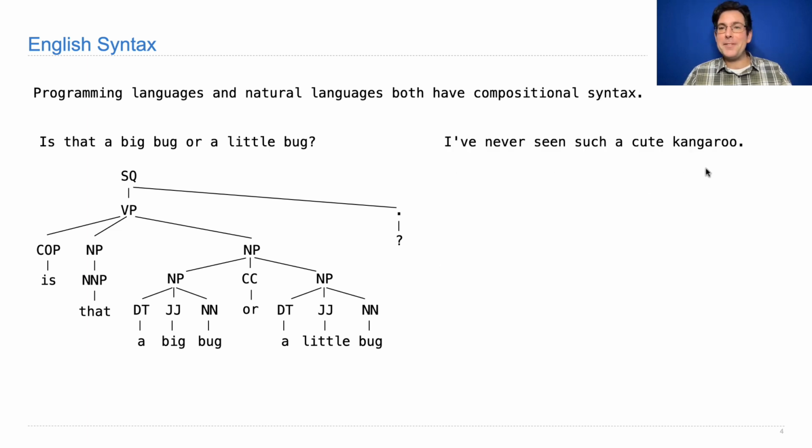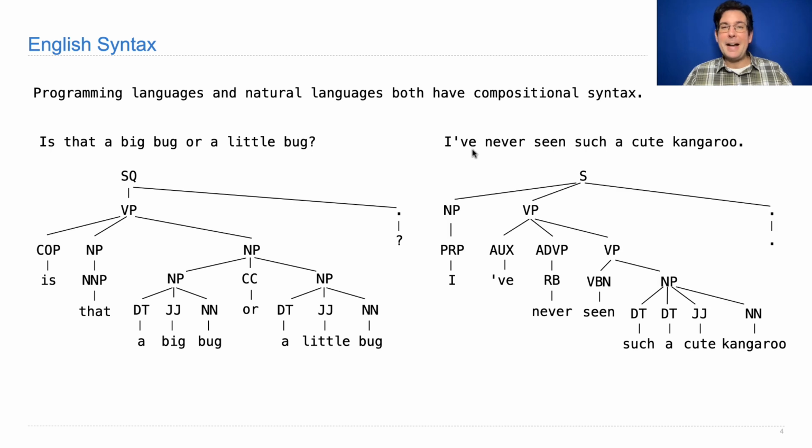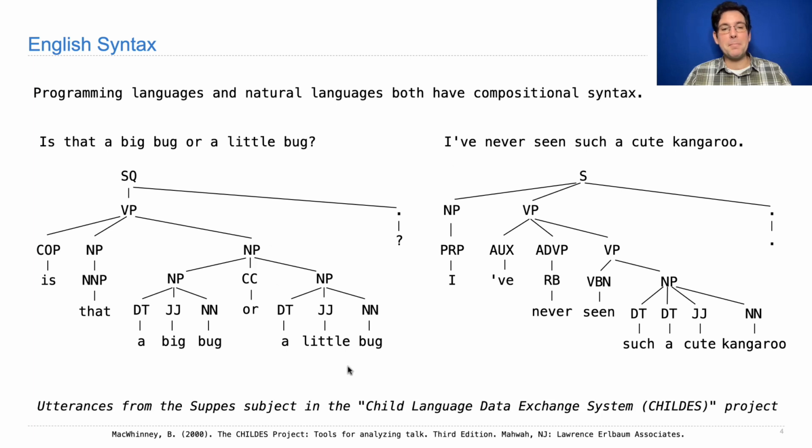Here's another sentence. "I've never seen such a cute kangaroo." "I've," which kind of looks like one word, has been split into two words, and in fact, they're parts of different phrases. The noun phrase "I" and the verb phrase "I've never seen such a cute kangaroo" appears like this because this is just a contraction of "have." And where are these sentences from? Well, from a project called the Childes project, where researchers actually recorded all of the things that children said and then annotated them with these syntactic structure diagrams. And these diagrams are often called syntactic parses or parse trees for the sentences.